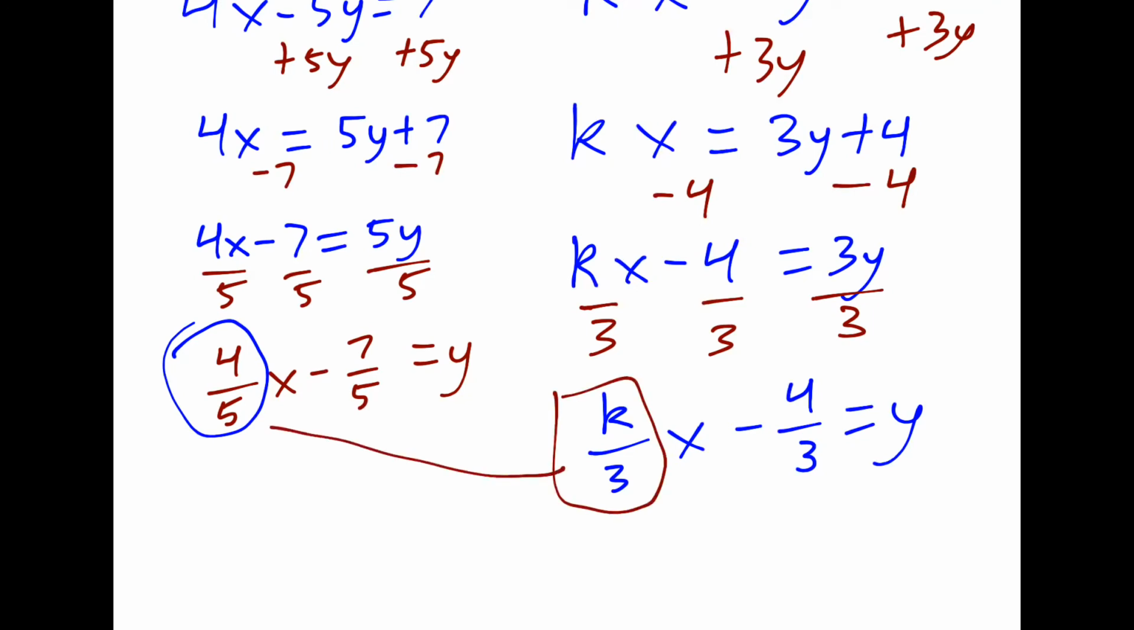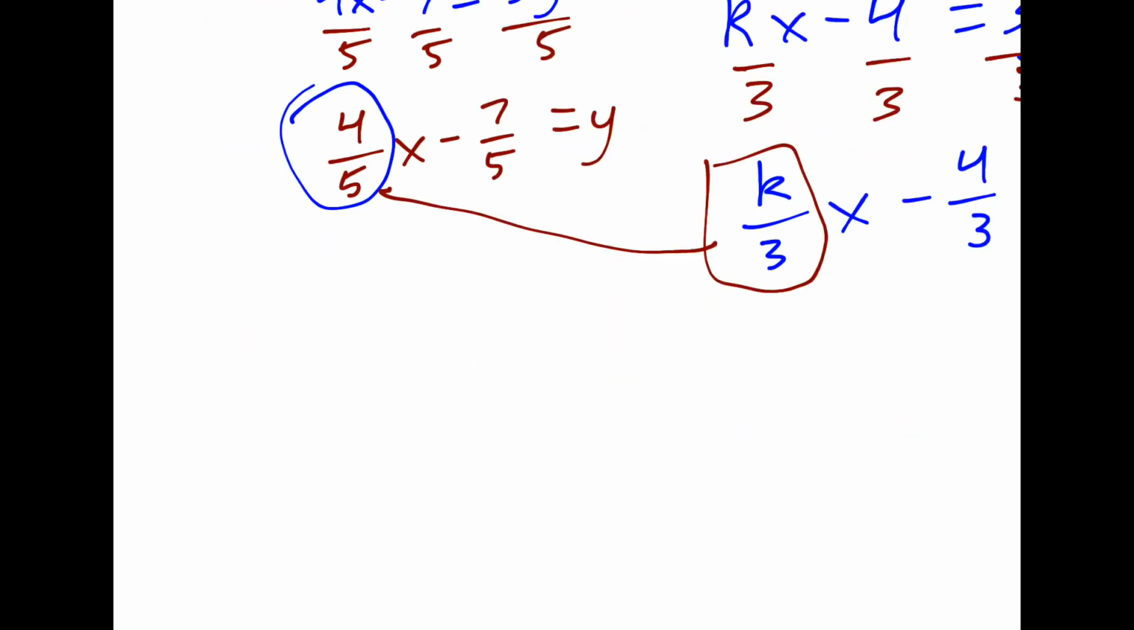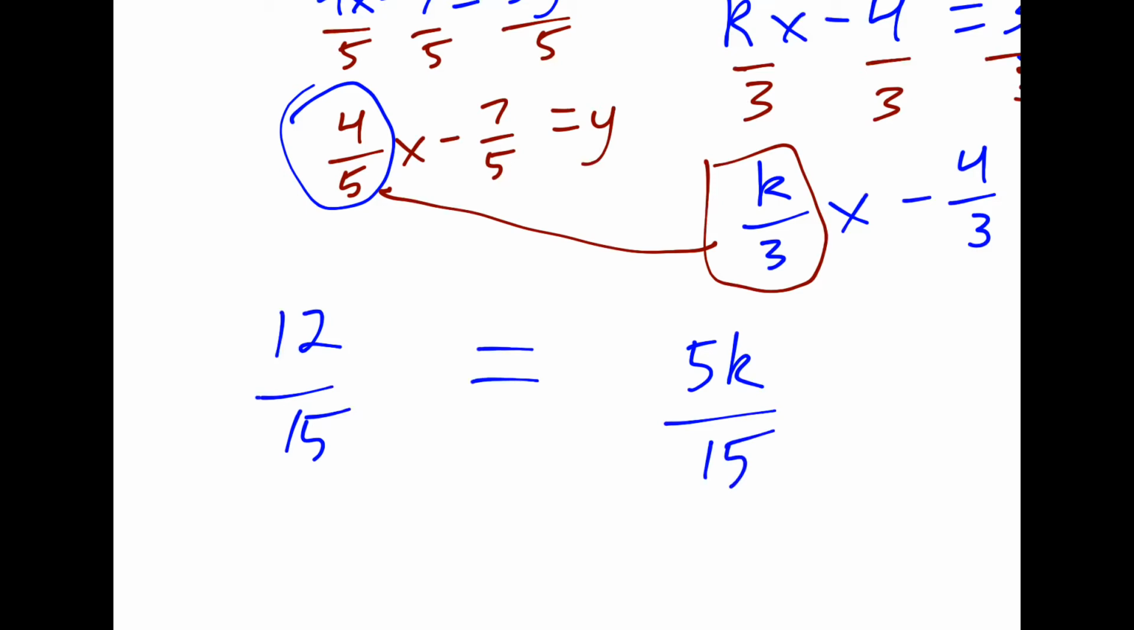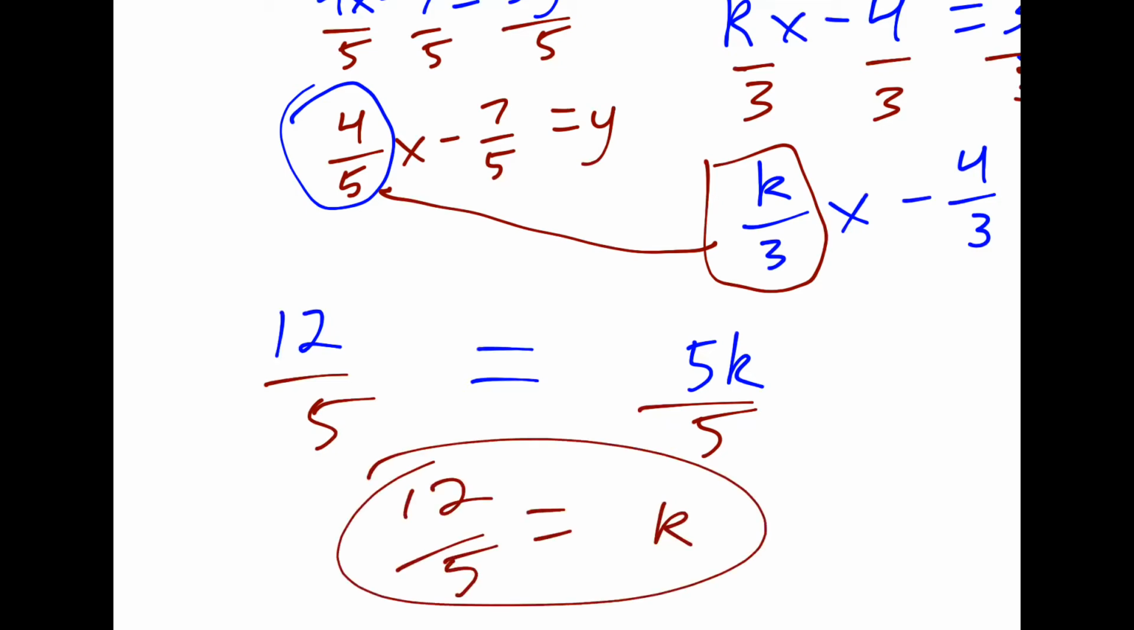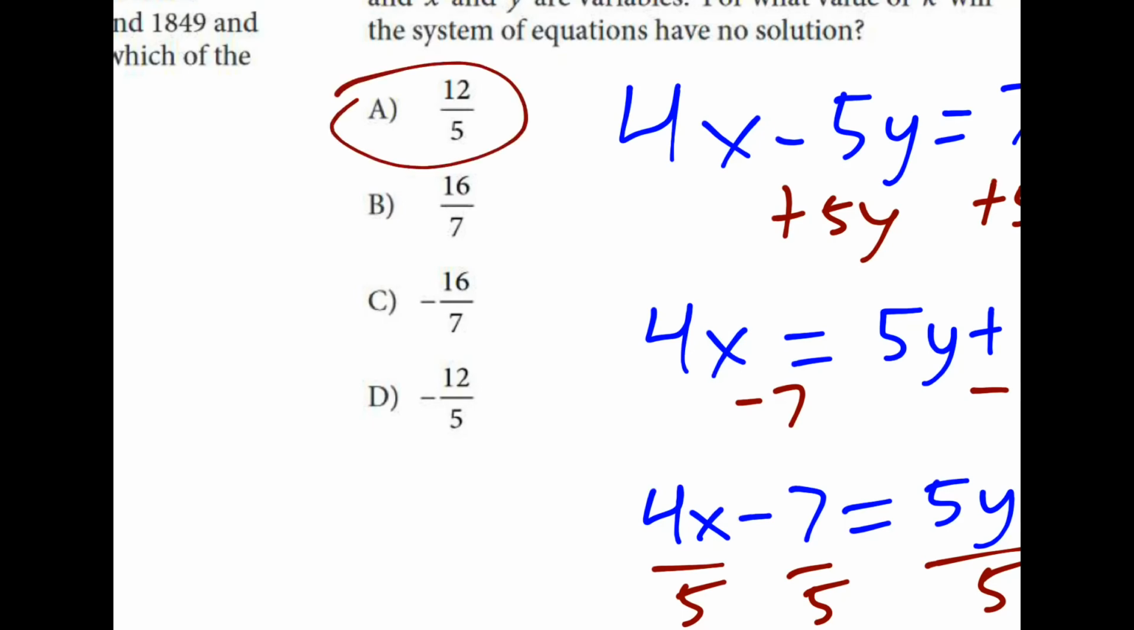So what I'm trying to figure out is, when will these two be equal? When will 4/5 be equal to k over 3? So if we think about common denominators, I might try to convert to 15ths. I could triple this one, and I have 12 over 15. And if I multiply this one by 5, I have 5k over 15. So I can get rid of the bottoms now and just say that 12 is equal to 5k. And if I divide both sides by 5, I get that k is equal to 12 over 5, which turns out to be A.